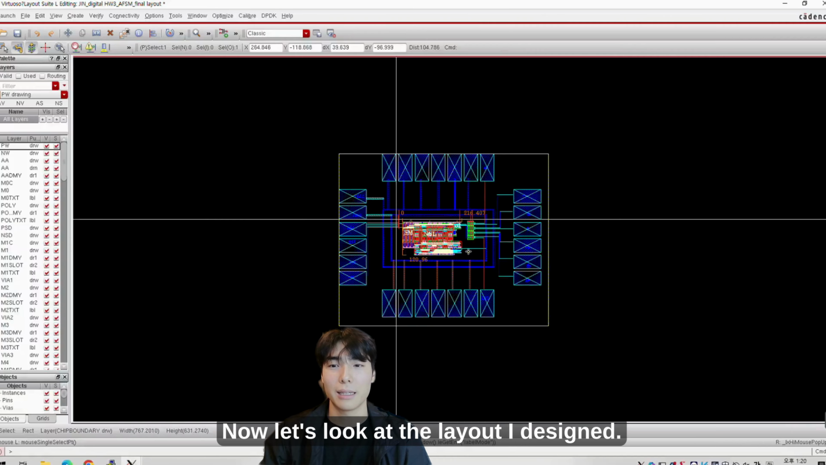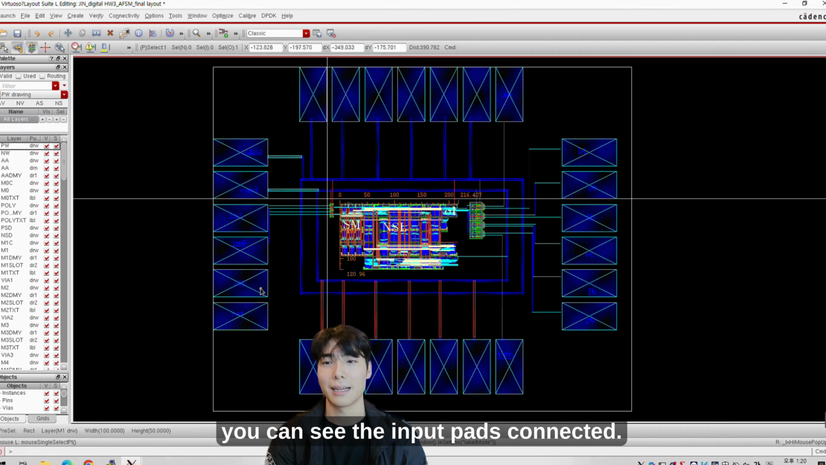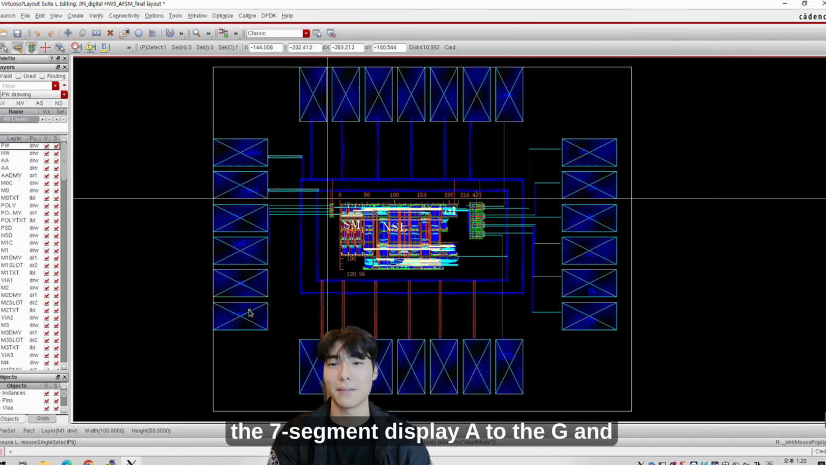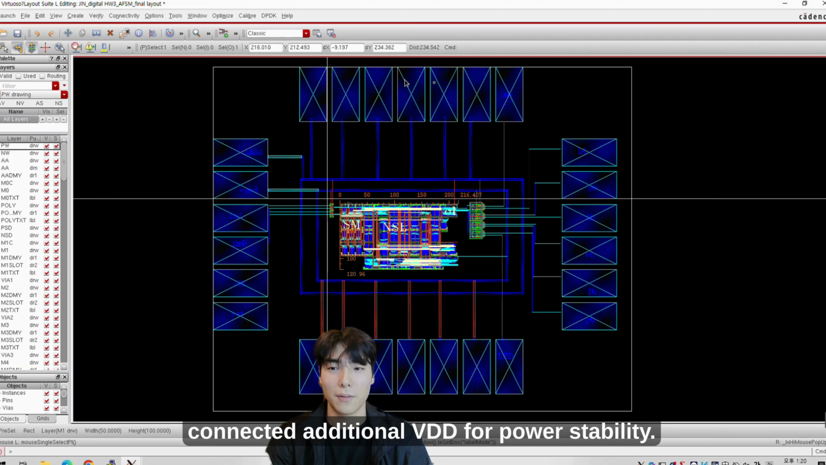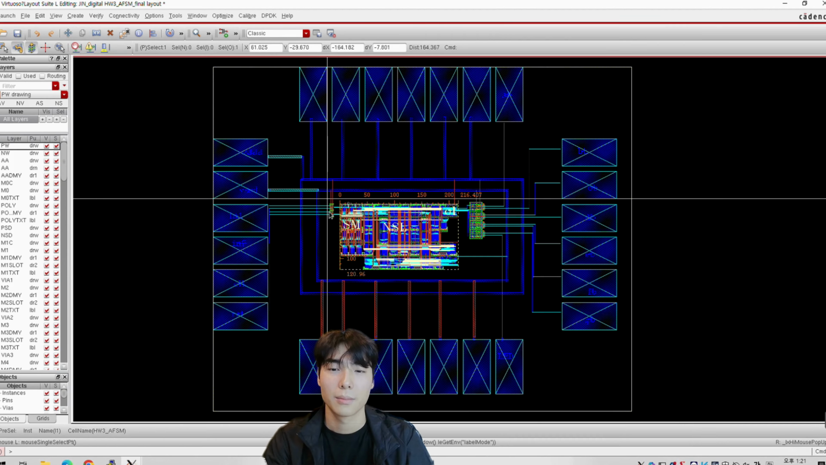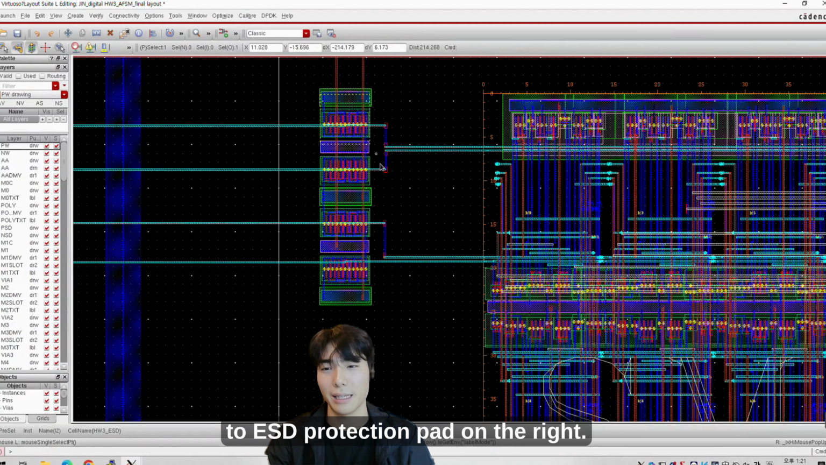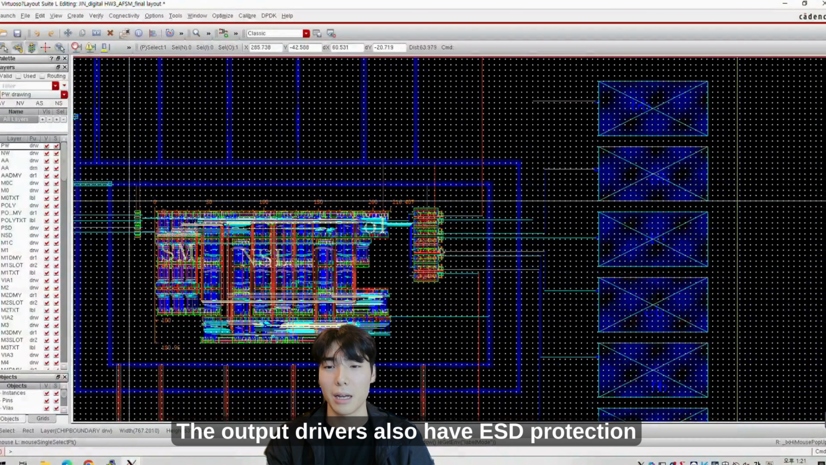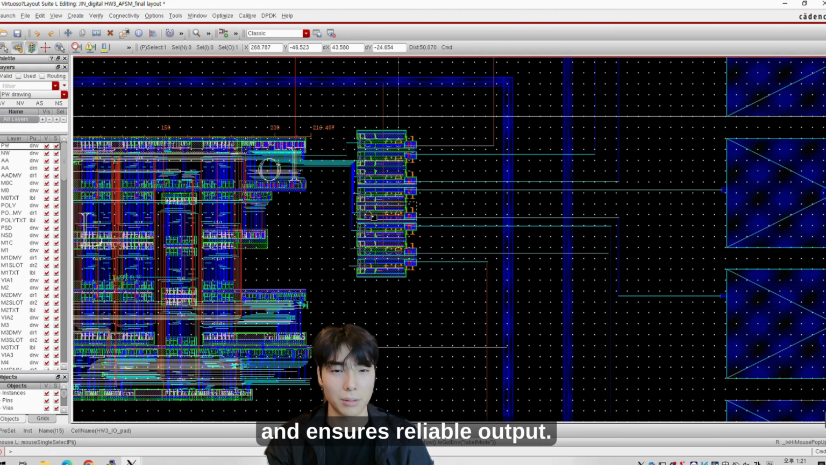Now let's look at the layout I designed. On the left side, you can see the input pads connected, and on the right side, the 7-segment display A to G and the LED. For the unused pad at the top, I connected additional VDD for power stability, and the ground is connected at the bottom as well. On the left, the inputs are connected to ESD protection pads. On the right, the output drivers also have ESD protection pads, which improves circuit stability and ensures reliable output.